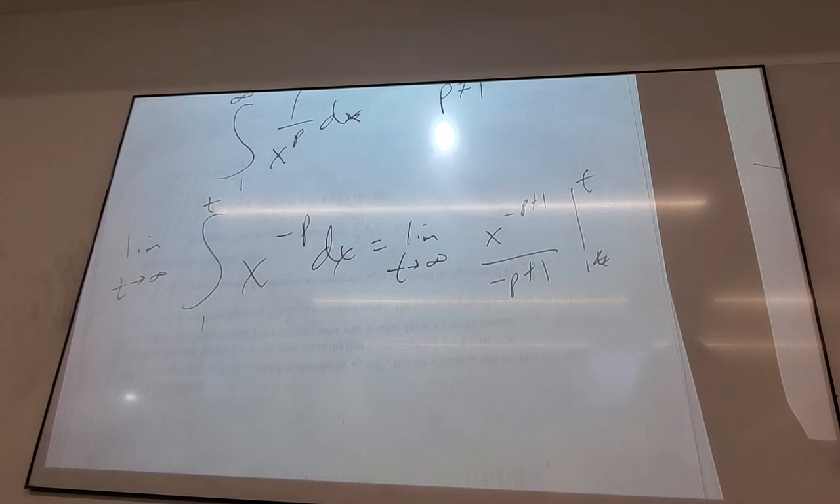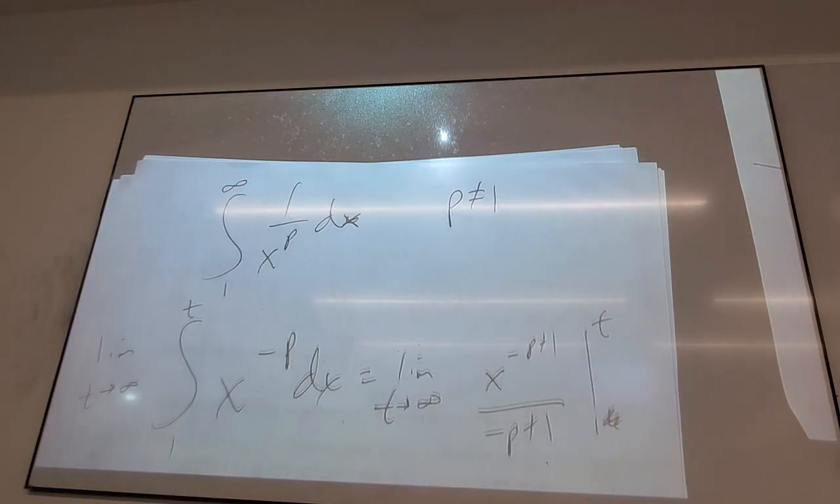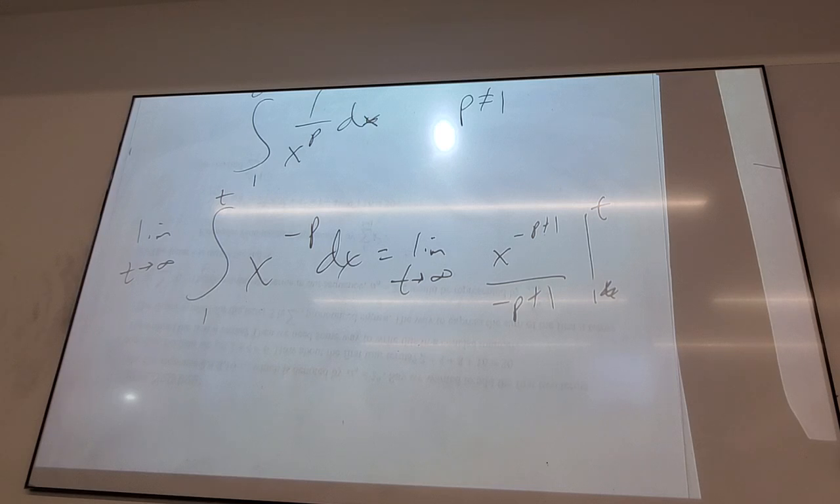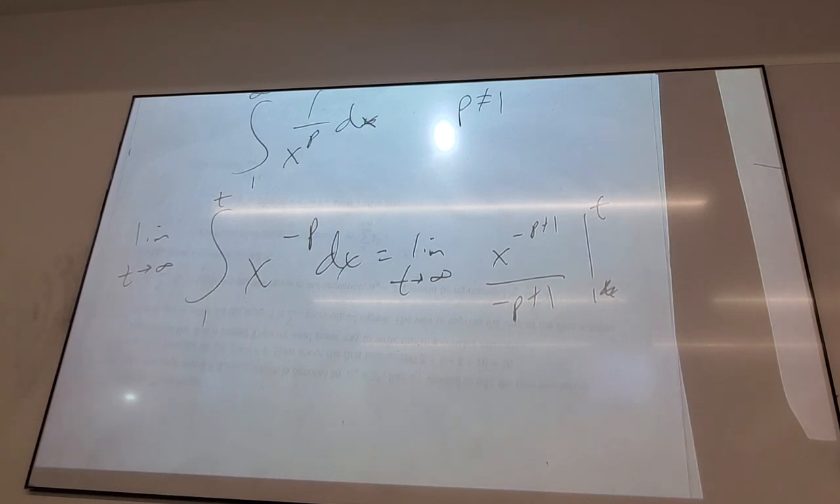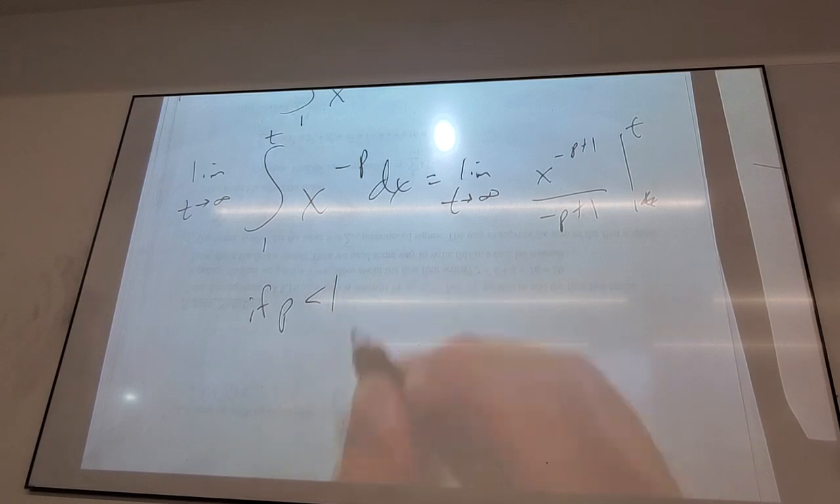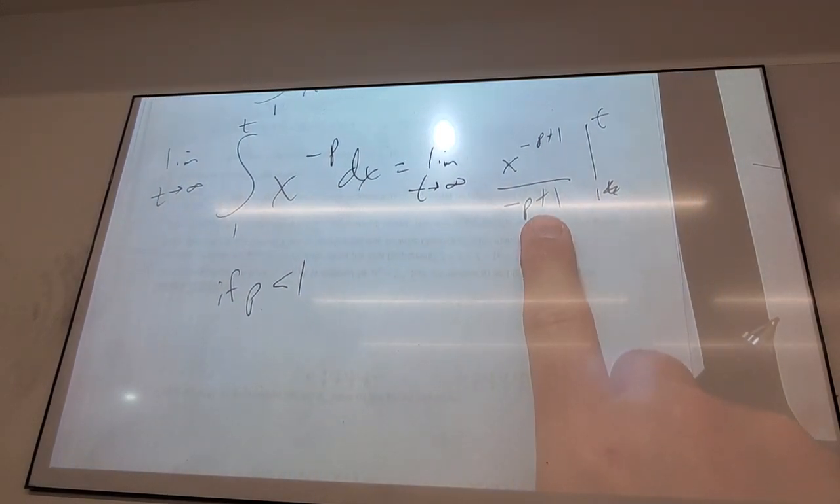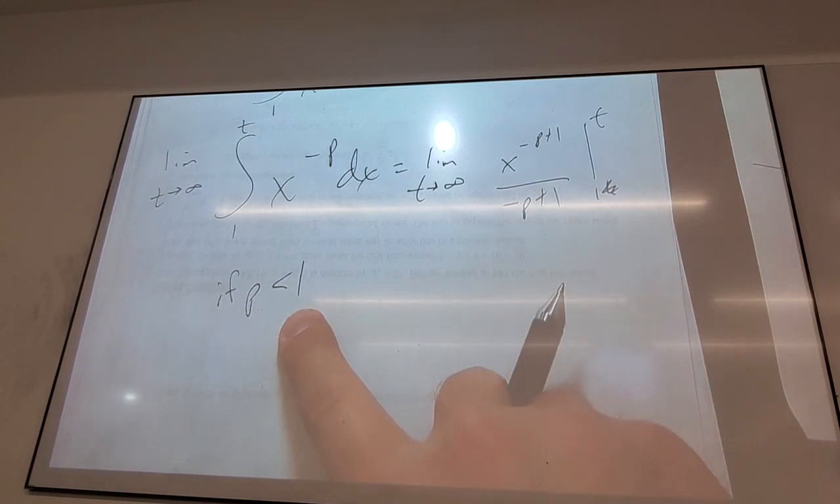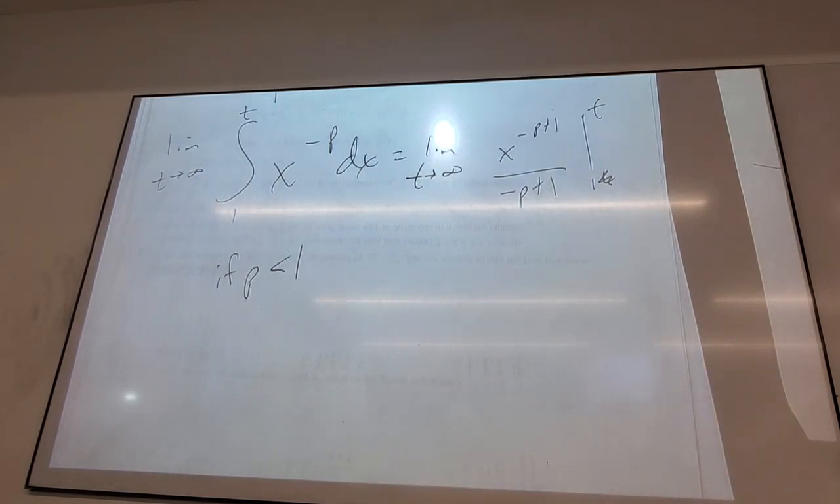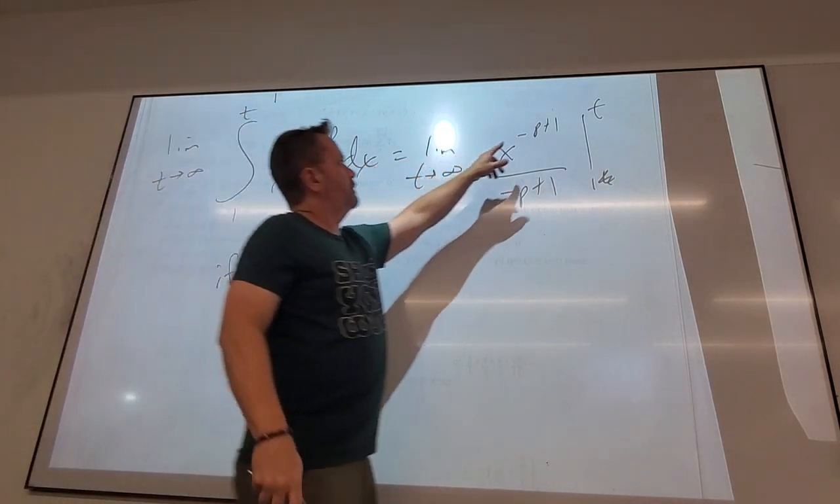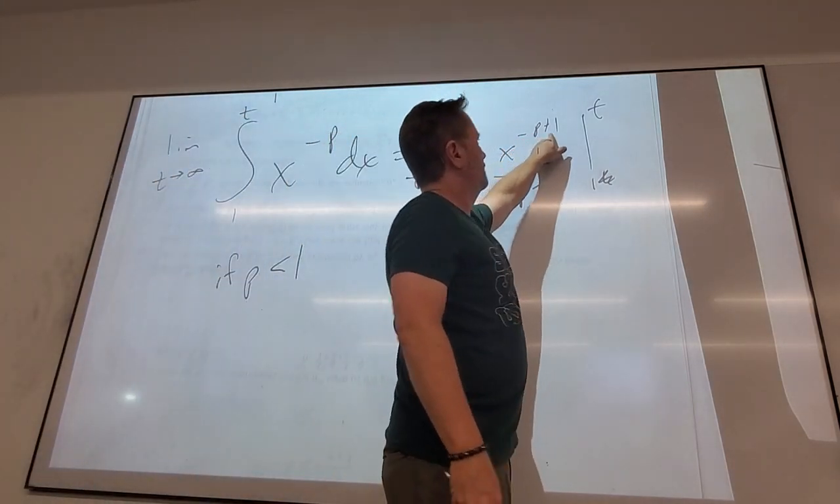Now we have to analyze this thing. Things get a little weird. P's not 1, right? So what could P be then? It could be bigger than 1 or smaller than 1. So what if P is smaller than 1? You can see another reason why P can't be 1, yes? If P is smaller than 1, then what's the power on this x? It's going to be negative.